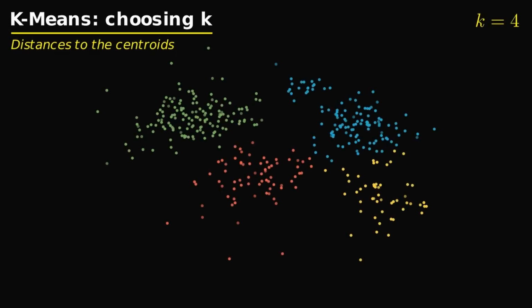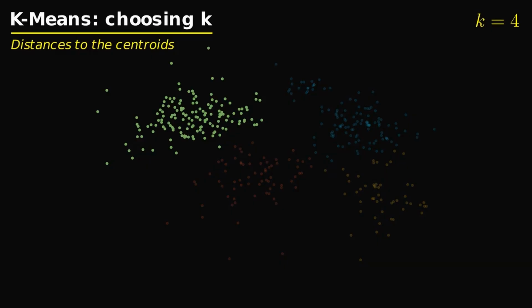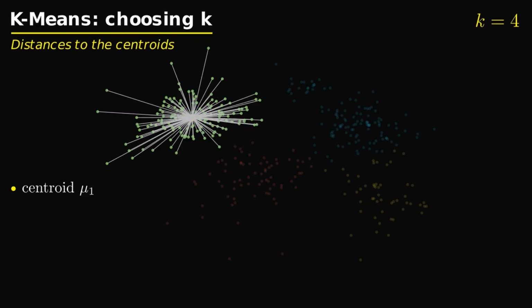Suppose that k-means has been run with 4 clusters. To understand the criterion, let us focus on just one of them. The cluster is represented by its centroid, denoted μ1. The centroid is simply the mean of its points. Each point contributes its squared distance to that centroid. We then sum these squared distances within the cluster. This is the contribution of this cluster to the global criterion.